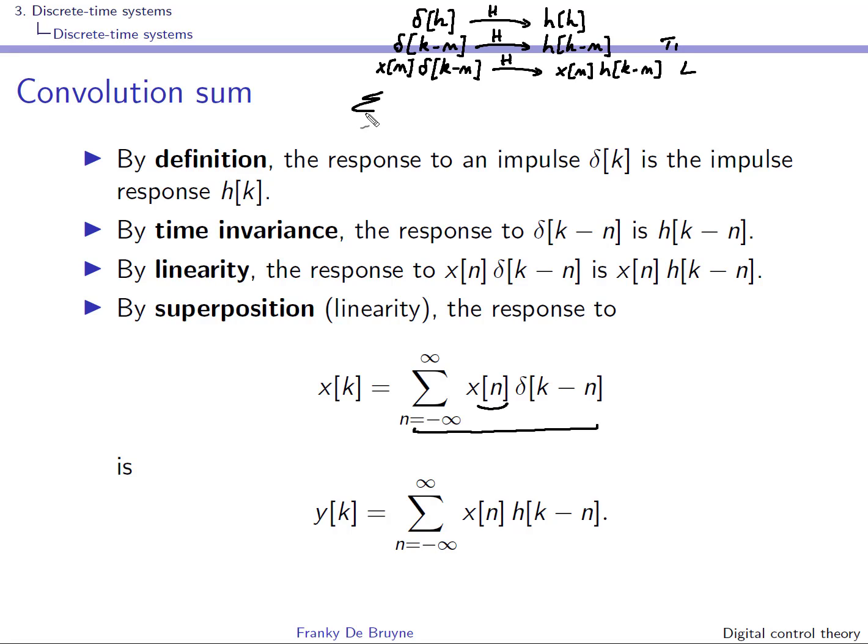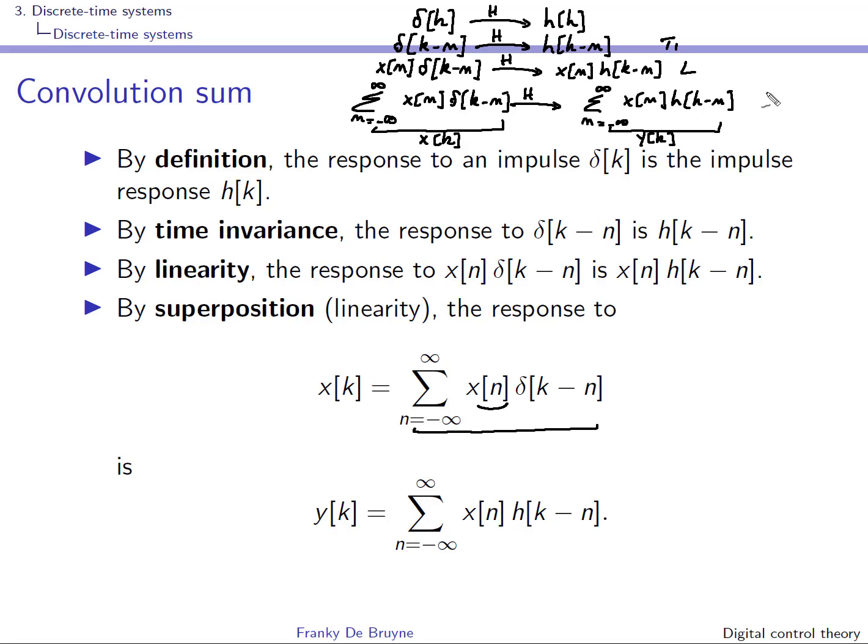So now what we'll do is put at the input a sum of the previous terms, and it will be an infinite sum, of x of n delta k minus n, and this we know is equal to x of k. Well, by linearity, and this time by additivity, if we put x of k at the input of the system, what will we have? A sum of terms like this one. So a sum for n equal to minus infinity to infinity of x of n h of k minus n, and this will be y of k, the response of the system to x of k. This is the convolution sum, and what we used here is additivity, so linearity.